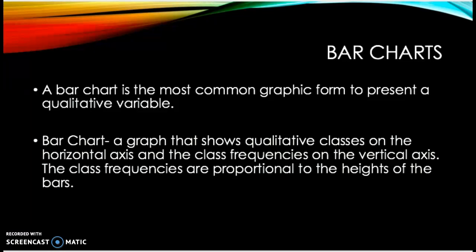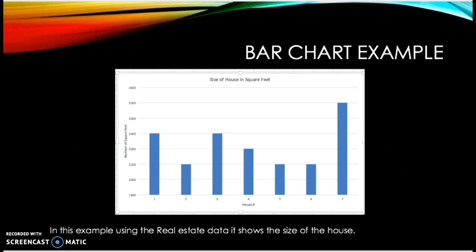Bar charts. A bar chart is the most common graphic form to present a qualitative variable. A bar chart is defined as a graph that shows qualitative classes on the horizontal axis and the class frequencies on the vertical axis. The class frequencies are proportional to the heights of the bars.